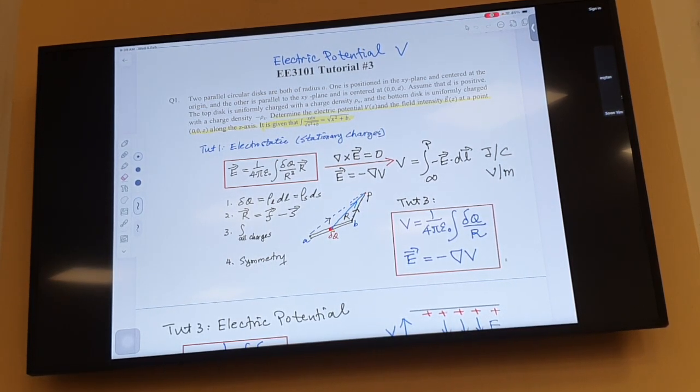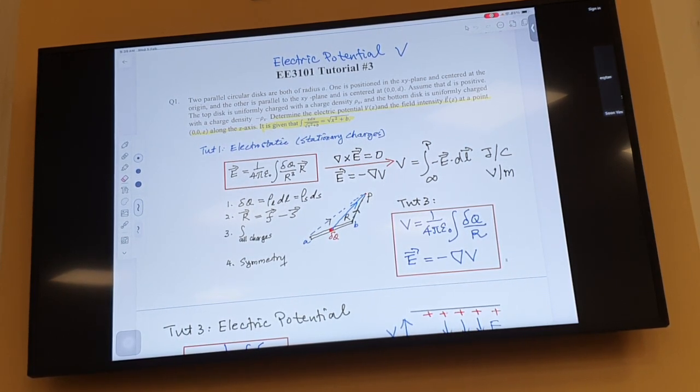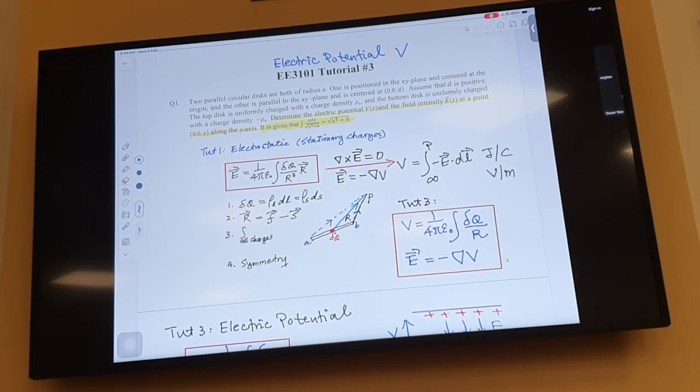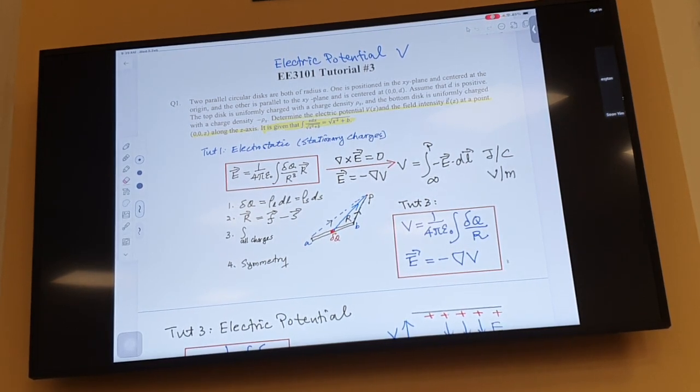Simply because if you look at this integral here, there is one complexity: you are integrating a vector. So you look at the diagram here, and the delta Q here, the vectors are going in this way.